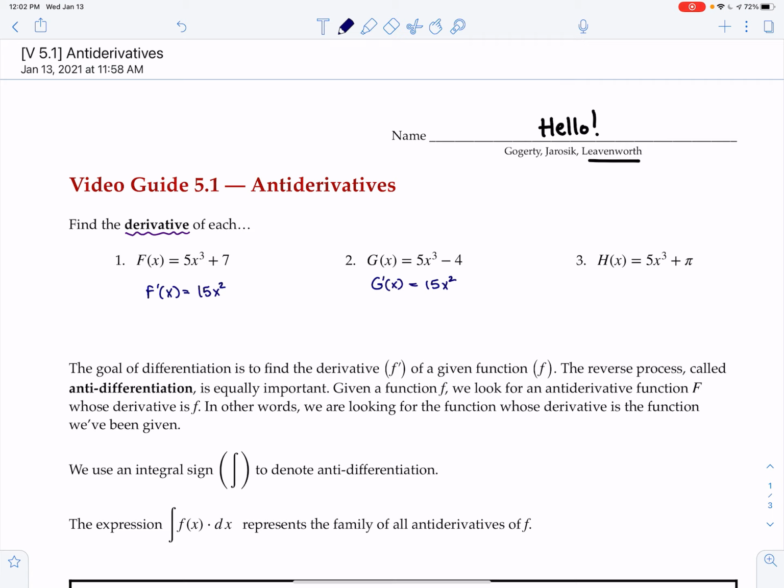And then when we look over here at capital H prime of x, it is 15x squared. Where the pi might throw you is that you might have a gut feeling to treat it as a variable, but it's not. That is a constant. It is just a constant we represent with a symbol. So all of these derivatives are actually the same, even though their functions are different. And that's going to come back into play in a little bit.